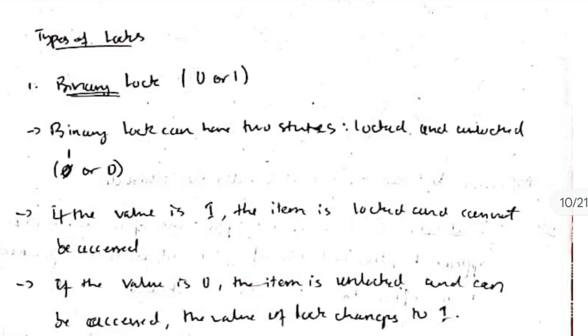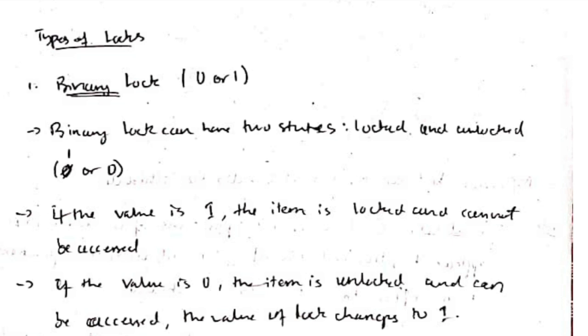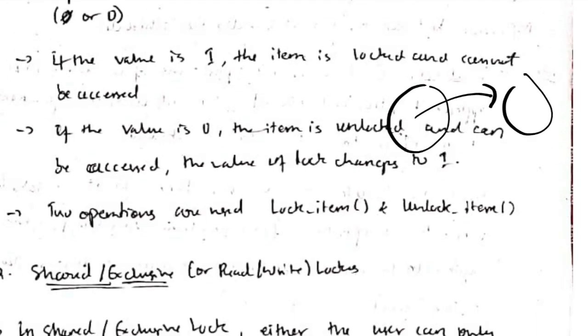And there are two types of locks, binary and shared locks. In binary locks it is 0 or 1, and 1 means the item is locked and cannot be accessed. If it's 0, it means it's unlocked and can be accessed and made 1. So whenever a process is accessing an item, it should make the lock 1. That means it is locked.